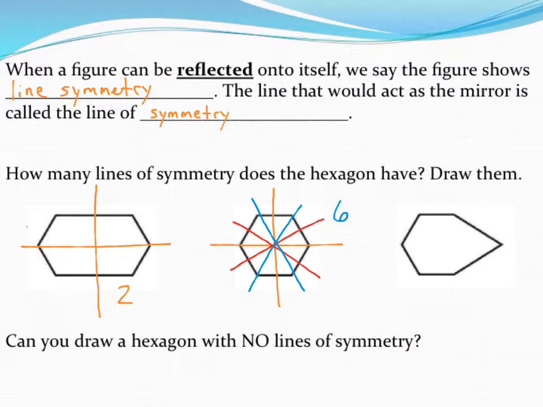For a hexagon that looks sort of like a spaceship, this time, the only way I can fold it in half to get it to line up with itself is horizontally right down the center, so 1 line of symmetry.